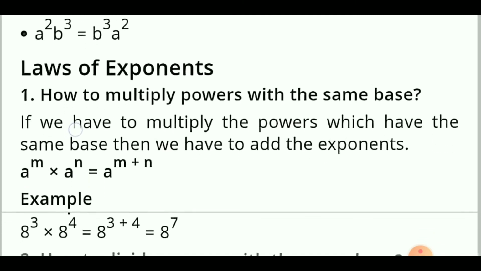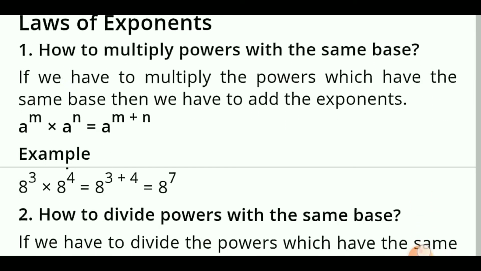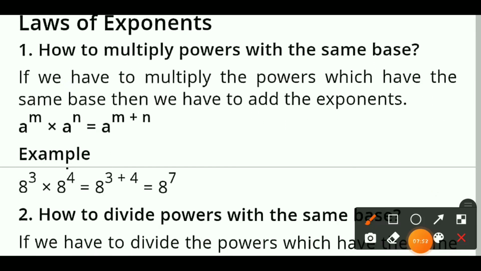Let's see some more examples. 8 raised to power 3 and 8 raised to power 4. It means 8 raised to power 3 plus 4. Here what we have done is take 8 common and add these powers: 3 plus 4, 7. Simple.